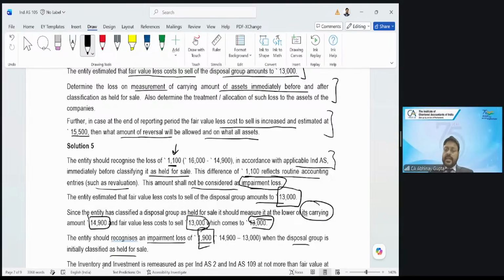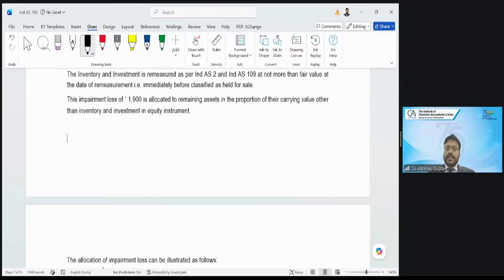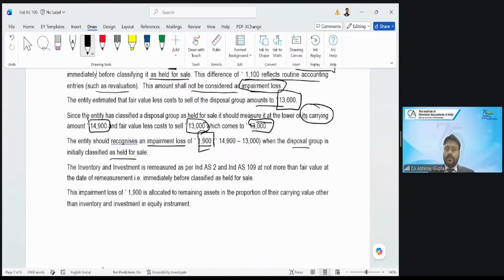Now, how this 1900 will be recognized and allocated, right? So that we also need to discuss. The inventory and investment is measured as per Ind AS 2 and 109 at not more than the fair value at the date of the remeasurement, that is, immediately before being classified as held for sale.